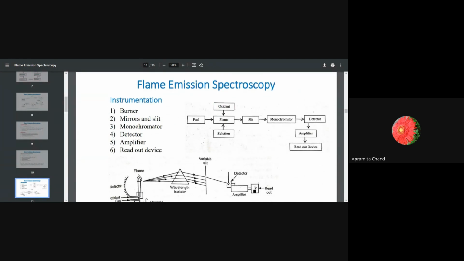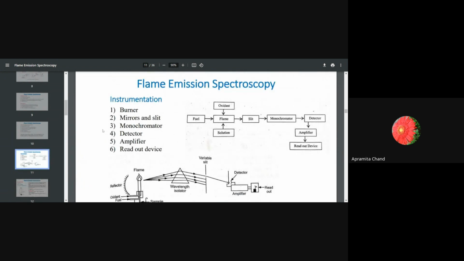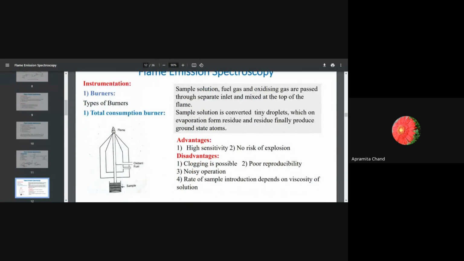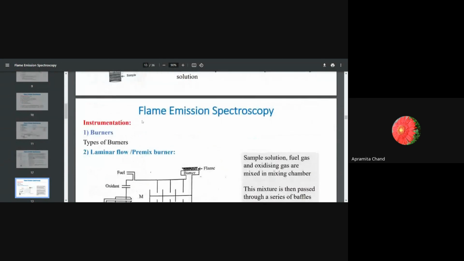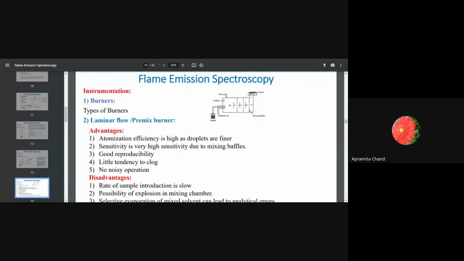Now, flame emission spectroscopy. So we have instrumentation like this. This is very similar to what we have already talked about in AAS. So this is the general scheme, and I'm not going to go into details, but rather focus on what kind of burner and what kind of instrumentation there is. Here also we find the total consumption burner, like we saw in AAS. Then a laminar flow burner is also there. Again, we have seen this.